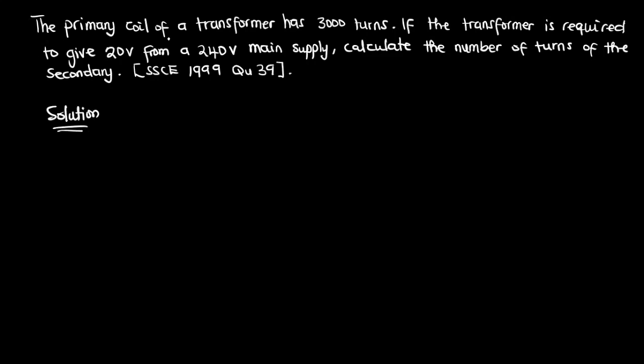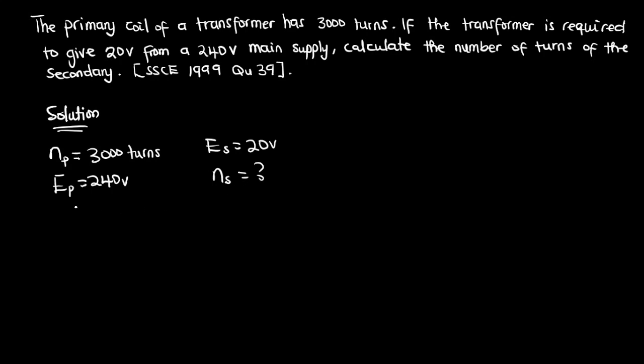So we're told that the primary coil of a transformer has, so the NP, the number of turns in primary, is 3000 turns. Okay, now if the transformer is required to give this 20 volts from 240 main supply, it means our supplied voltage, which is EP, is 240 volts, and then our secondary voltage, which we are expecting, is 20 volts. Are we okay? So we have to calculate the number of turns in the secondary, so we have to calculate NS. That is what we do not know. Are we okay? So this is fairly easy, very easy.